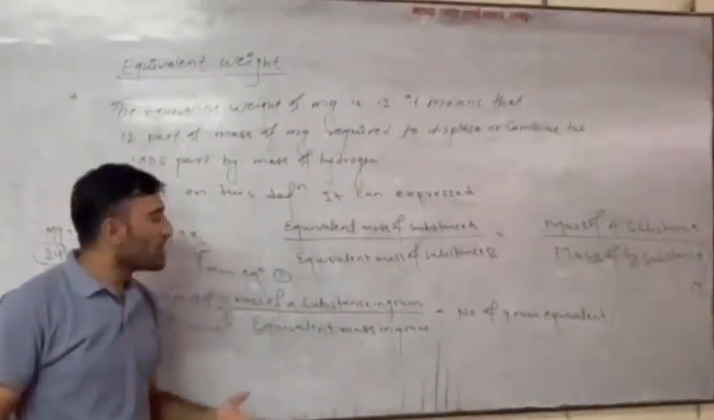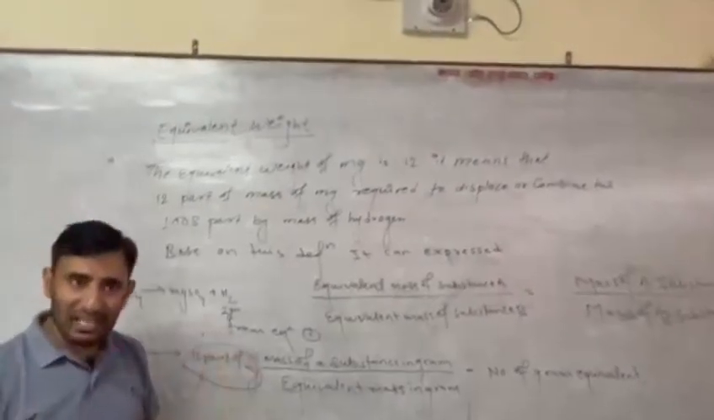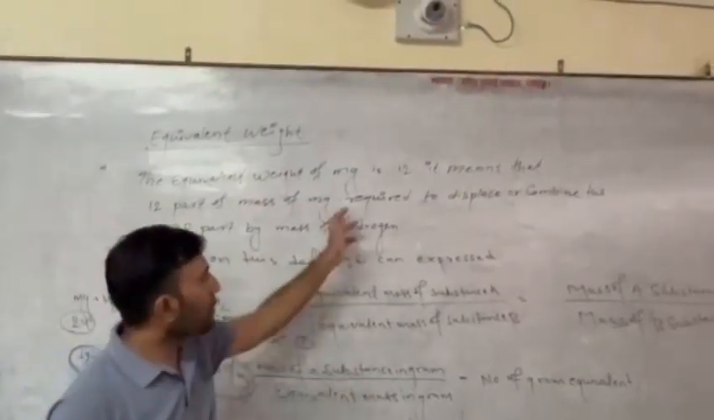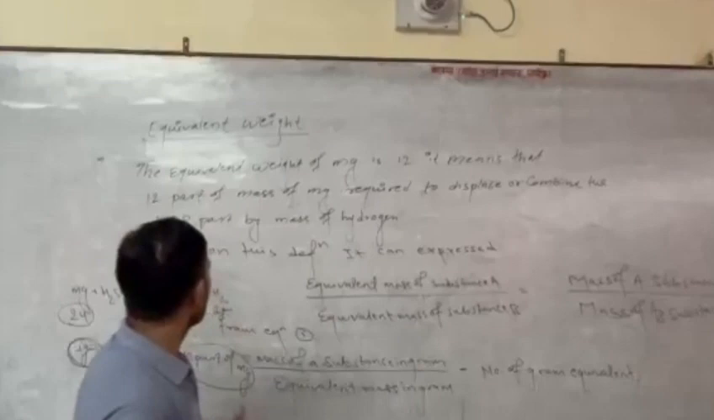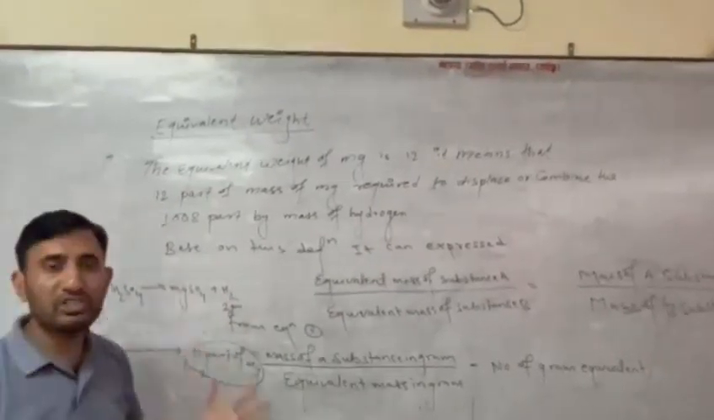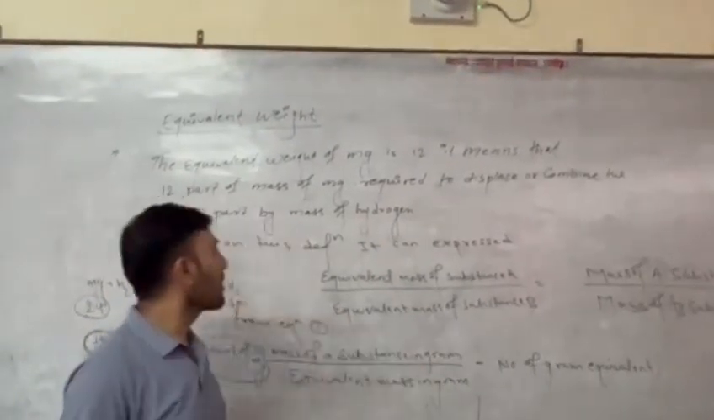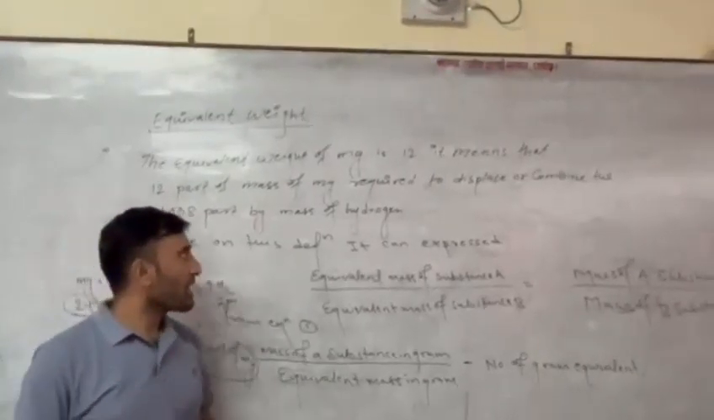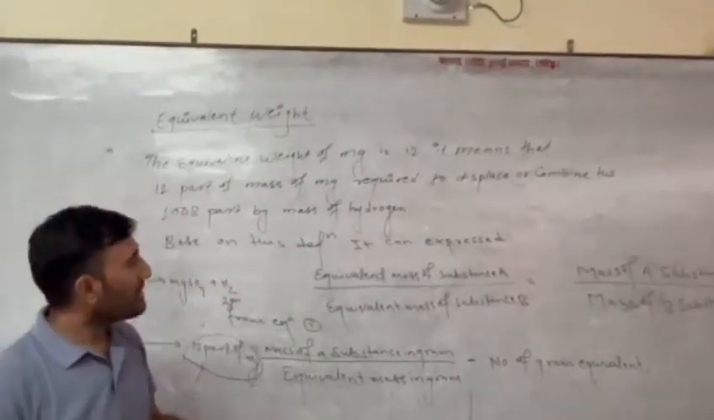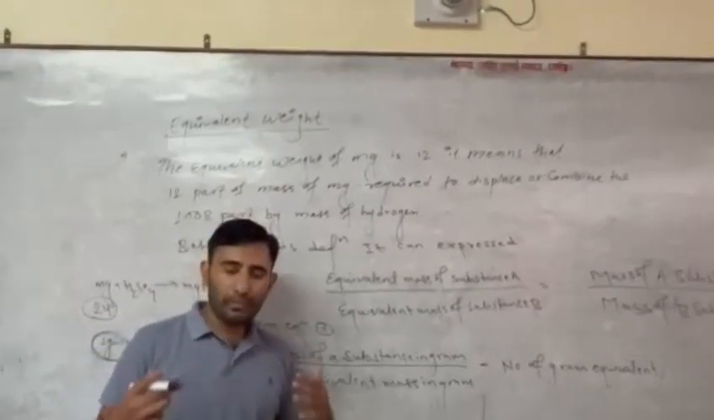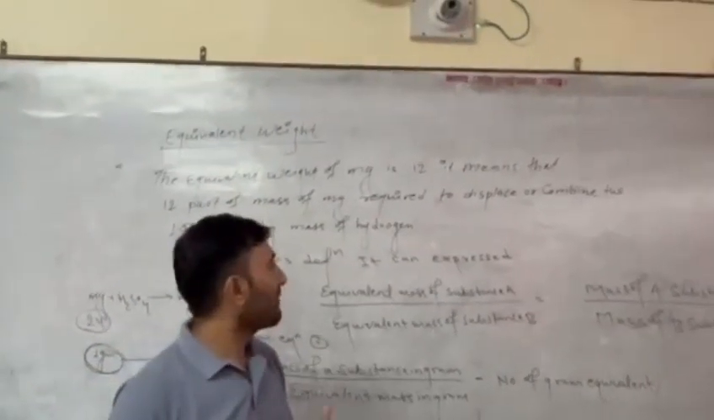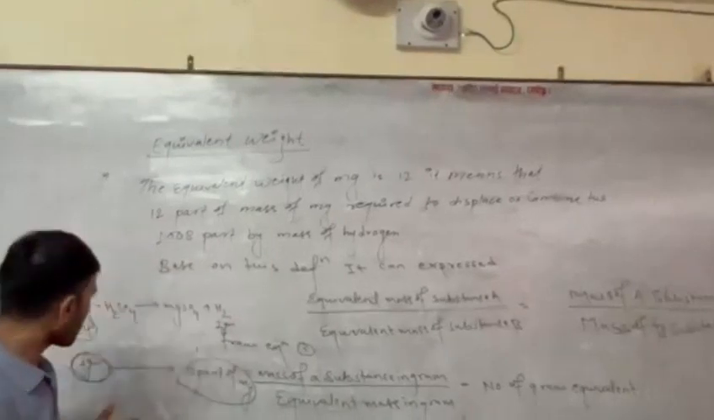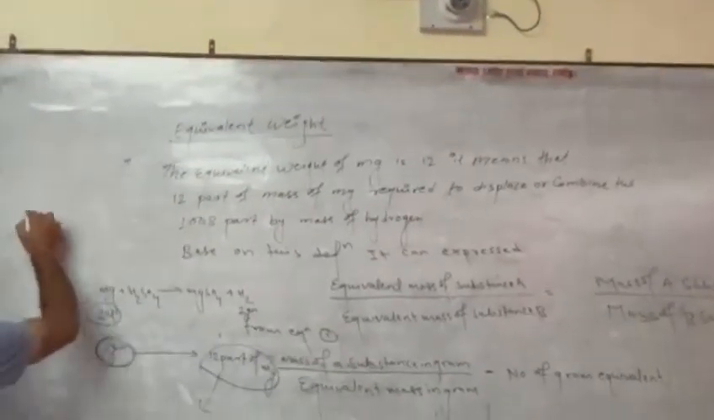It means that 12 parts of magnesium are required to displace or combine with 1.008 parts of hydrogen. In case of oxygen, 8 parts of oxygen. In case of chlorine, 35.5 parts of chlorine. Then we have to take another example.